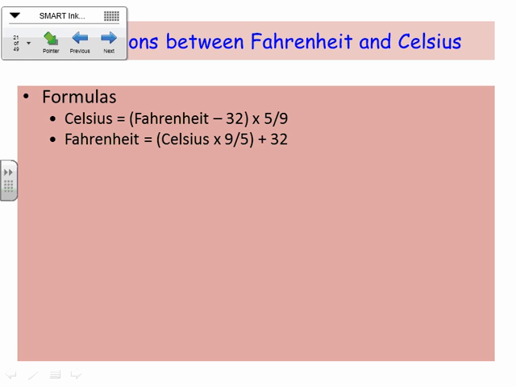Otherwise, you're going to come up with the wrong answer. I will give you this equation. So you don't need to memorize this, but you do need to know how to use it.